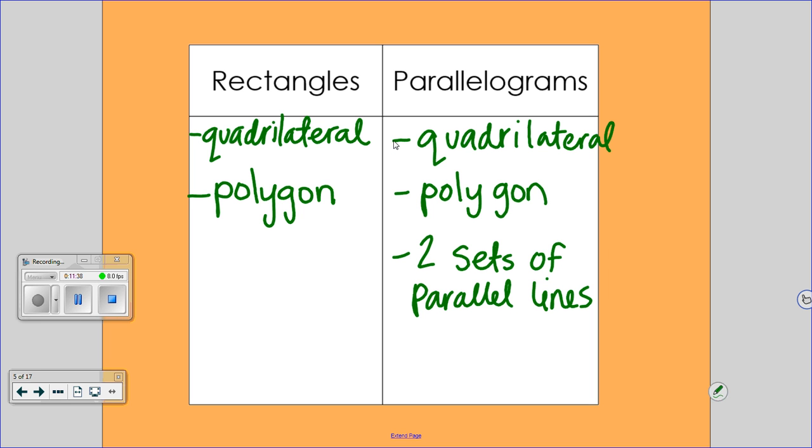Do rectangles have to have parallel sides? Yes. How many? Naviana, how many? At least one set. Nope. Sabrina? Two. They have to have two. Rectangles have to have 2 sets of parallel sides. They have to.